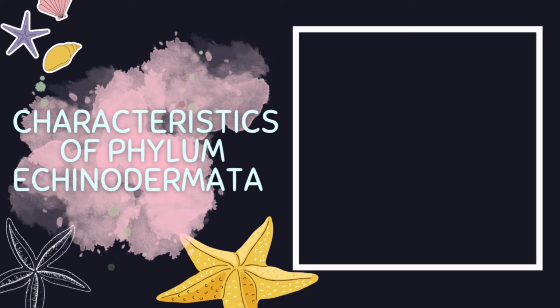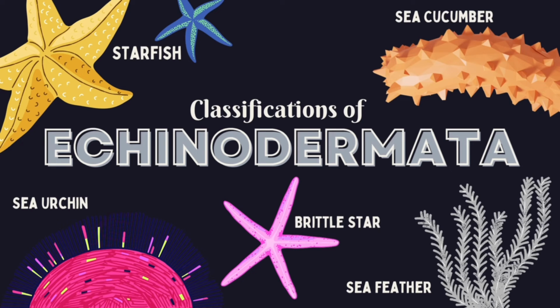Symmetrical larva. It has an internal skeleton. It has a unique water vascular system that forms tube feet, and it is mainly a filter feeder, and most of them reproduce sexually. There are 5 classifications of Echinodermata. We have sea urchin, starfish, brittle star, sea cucumber, and sea feather.